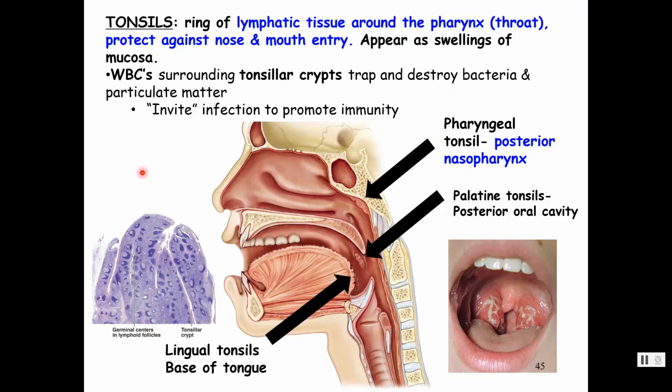Tonsils are going to protect against nose and mouth entry. So there is a pharyngeal tonsil. So this is the nasal cavity. This is the upper part of the throat, if you will. And then we also have, these are the palatine tonsils. Oh, look at those. Those are horribly angry and inflamed. And then at the base of the tongue are the lingual tonsils.